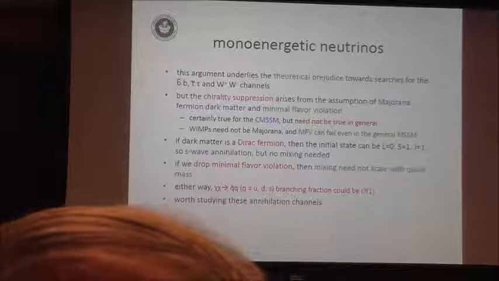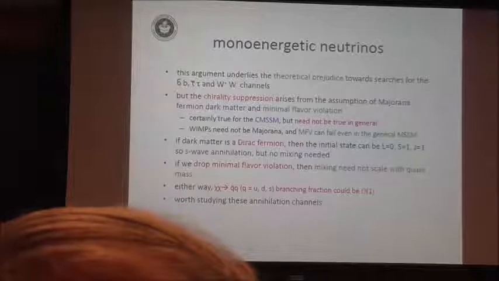And so for example, if your dark matter is a Dirac fermion, then your initial state could be an L equals 0, S equals 1, J equals 1 state.